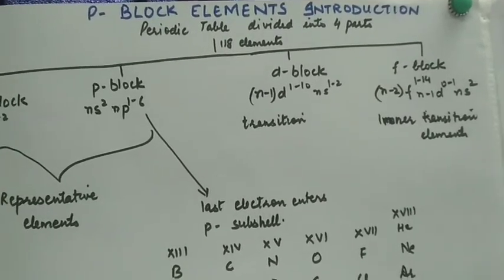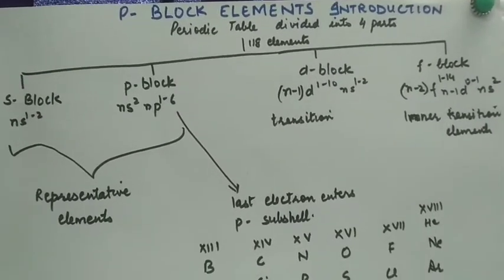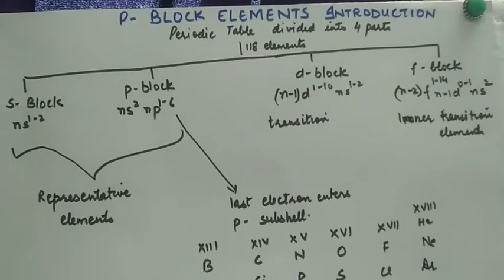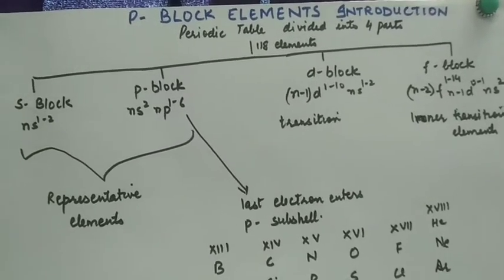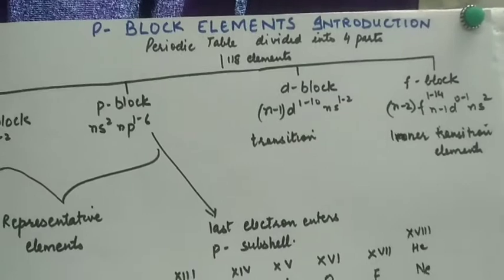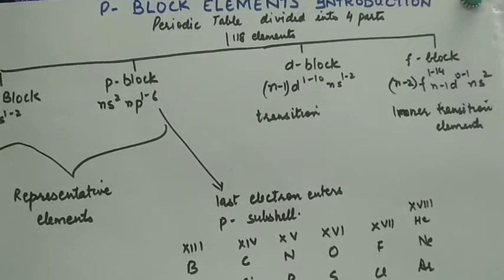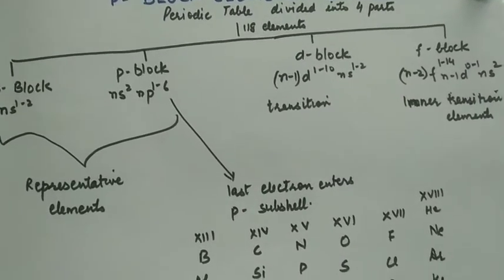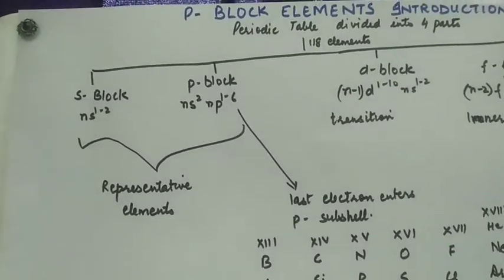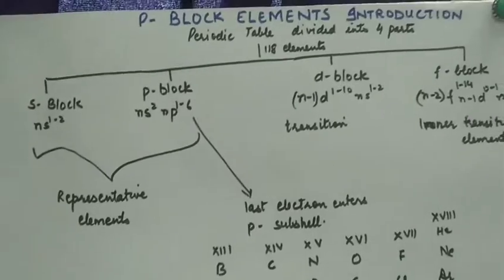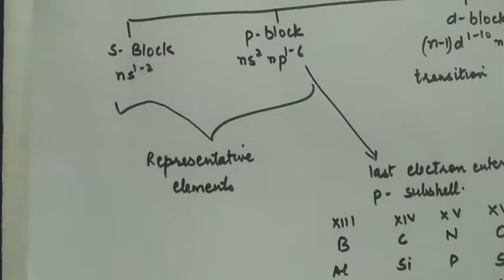Our topic for today is P block elements, an introduction. There are 118 elements which have been arranged in a table known as the periodic table. We divide the elements of the periodic table into 4 parts depending upon the orbital in which the last electron enters. If it enters the S subshell, then the elements belong to S block. Similarly, we have P block elements, D block elements and F block elements.